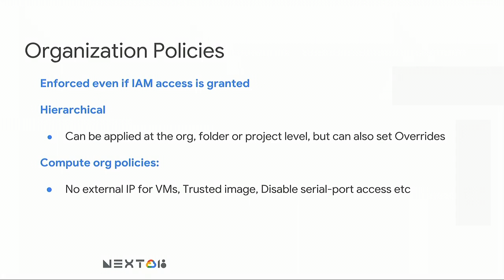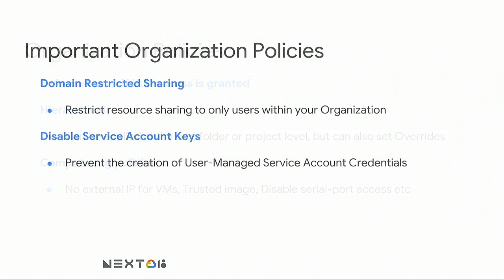Compute Engine has a bunch of very useful org policies that you can read about, like trusted image and disable serial port access. There are two more organization policies that we'd like to call out that we really think you should know about, and I would highly recommend you enable them. The first one is the domain restricted sharing organization policy. It allows you to restrict resources from being shared outside your organization.